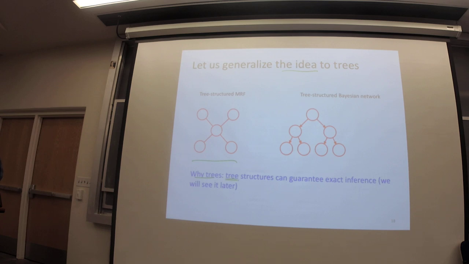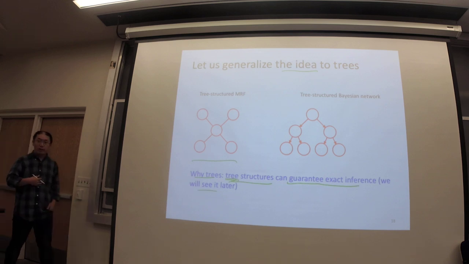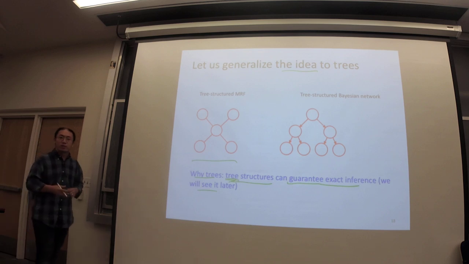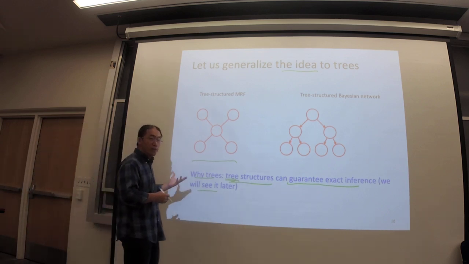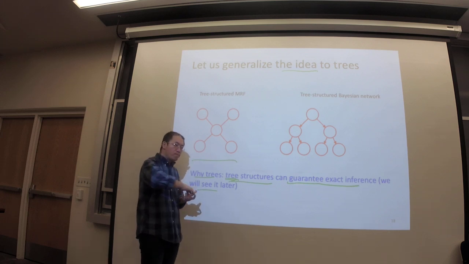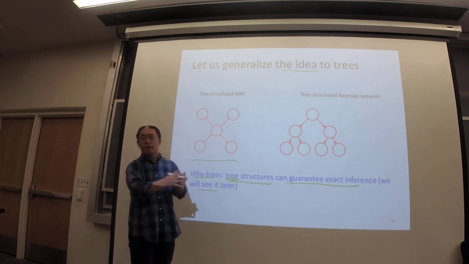And the key statement is that tree structure can guarantee exact inference. And this is the main focus of our lecture today. Usually, if your graphical model structure contains cycles, there's no guarantee for exact inference. Or you have to convert your graphical structure into another tree structure. It's called the junction tree algorithm.